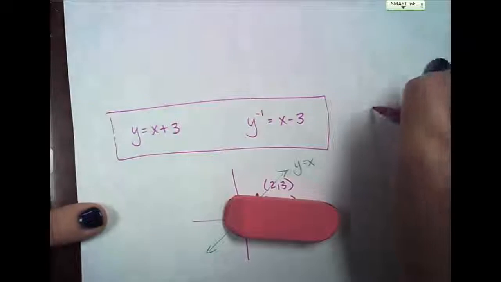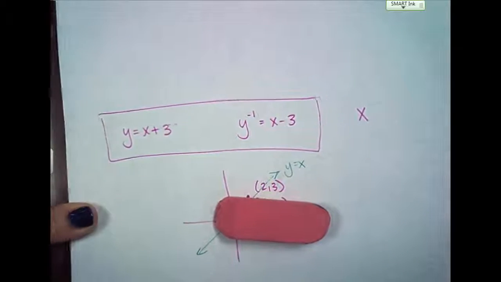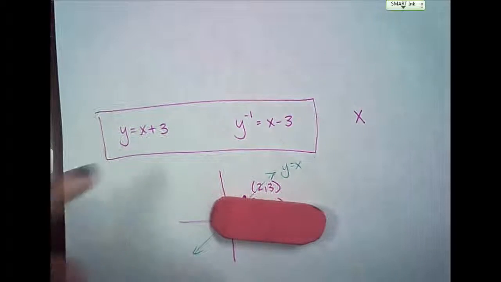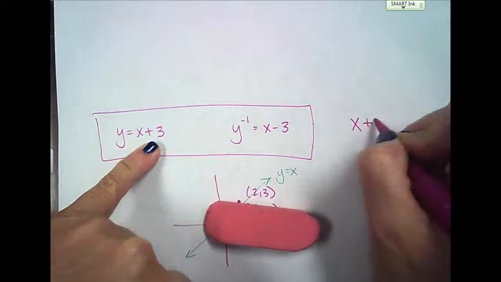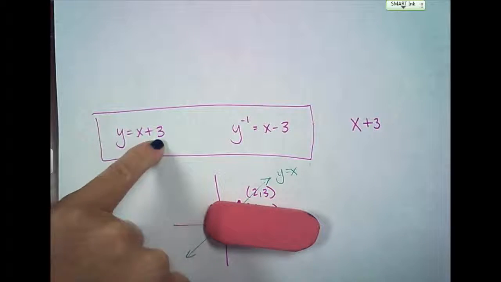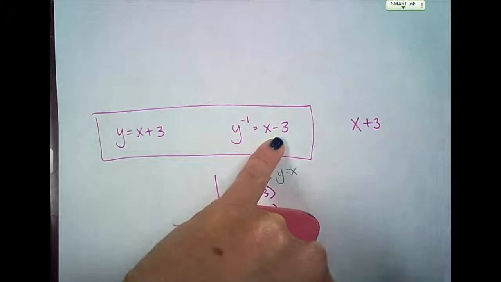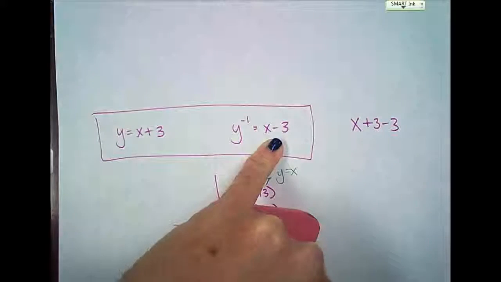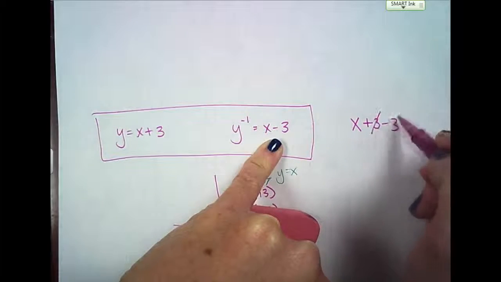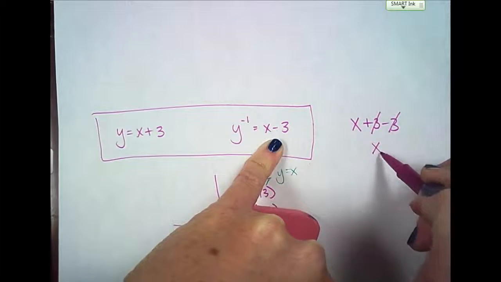If I start with x, and watch this part because this will make a lot more sense. And I do what it said here. I add 3. But in my inverse, what did I do? I subtracted 3. So what ends up happening? These go away and you get what?